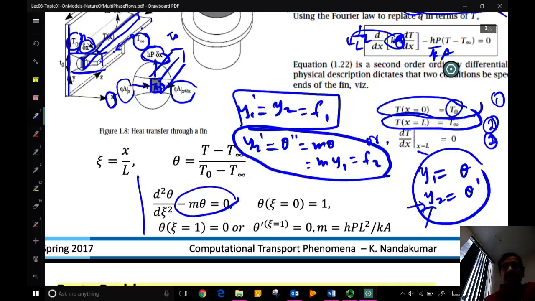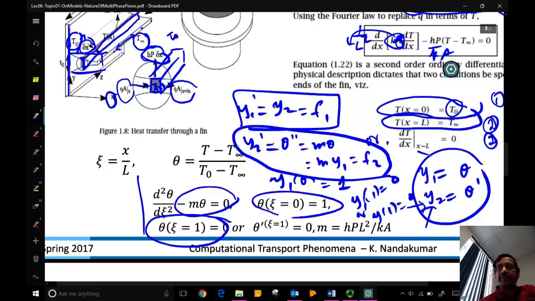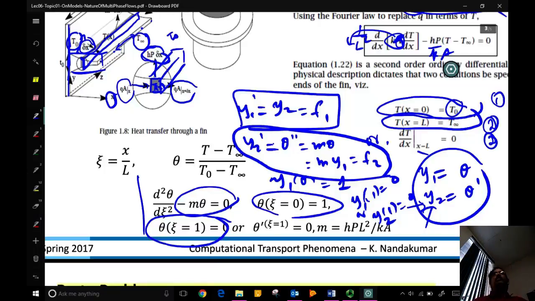Now, what will be the boundary condition? The boundary condition would be, if you take this, it will be simply theta is y1. So y1 at 0 equal to 1. And the other condition, one of them would be y1 at 1 will be 0, or y2 at 1 will be 0, because y2 is theta prime. Okay? So we need to pass these boundary conditions also into MATLAB. And then MATLAB enforces the boundary condition and the differential equation and gives you a solution matching those.